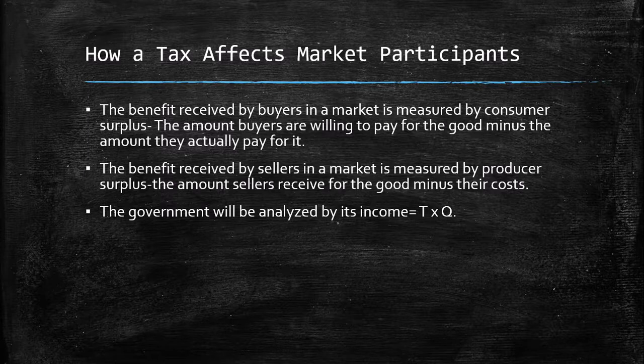The government wasn't present in the equilibrium part, because they didn't perceive any revenue. But with the tax, they will now have revenue, so they are now participants in the market. This is measured by T, which is the tax, times the quantities the market produces and the market buys.